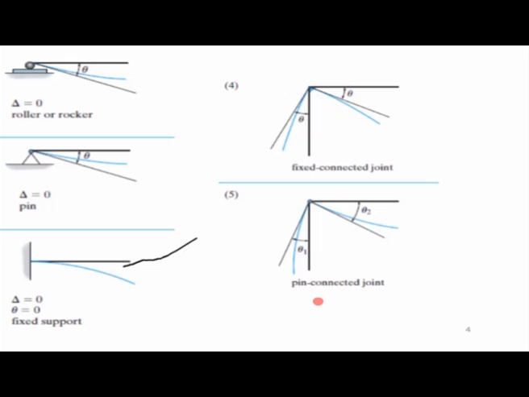Finally, the last connection that we encounter in civil engineering structures is the pin connected joint. In this kind of joint, the members are independent to move irrespective of the rotation or deformation of the other member. The two members which are connected are free to move by themselves.